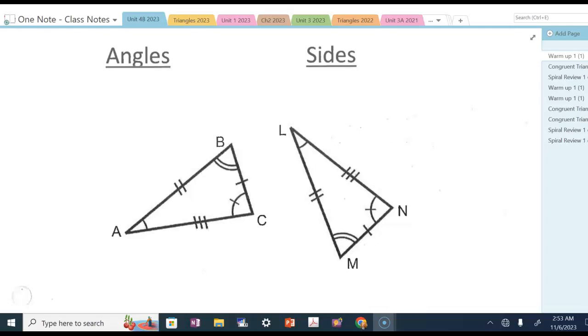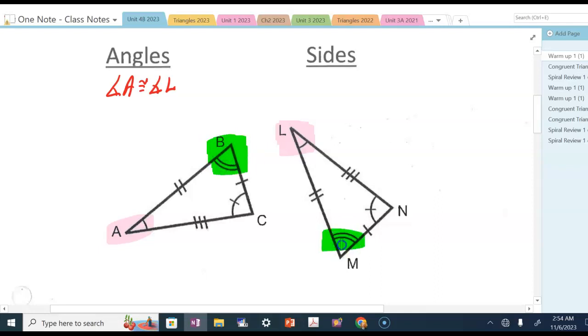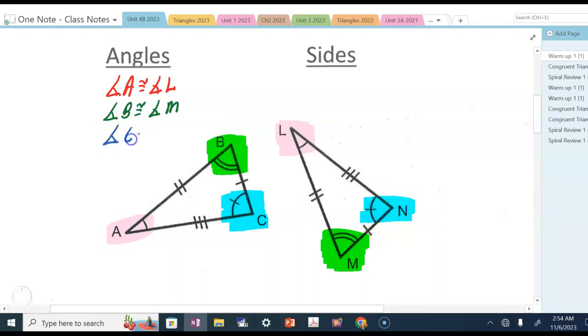Hello geometry students, today's learning target is to talk about congruent triangles. If you look at the two triangles, we can see that angle A and angle L are congruent. They both have one tick mark, so angle A is congruent to angle L. Also, angle B has two tick marks. It's congruent to angle M, so angle B is congruent to angle M, and then angle C here is congruent to angle N. You can see they have the same tick mark. So angle C is congruent to angle N.